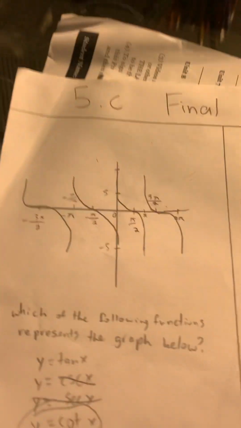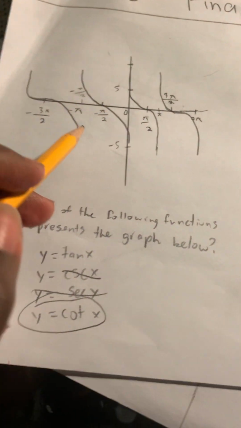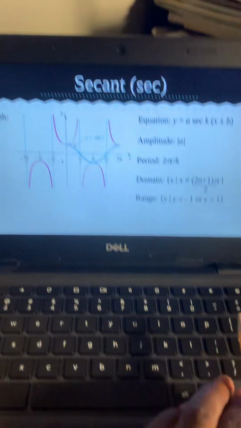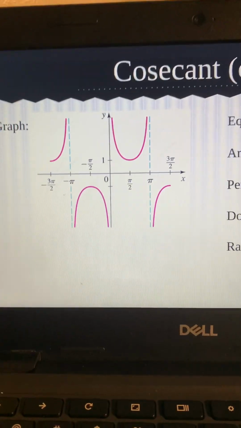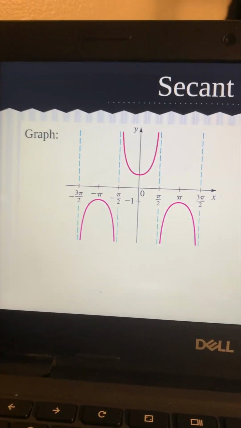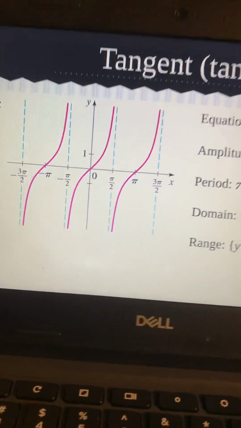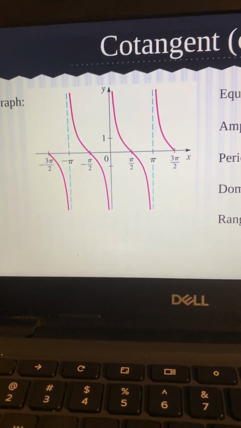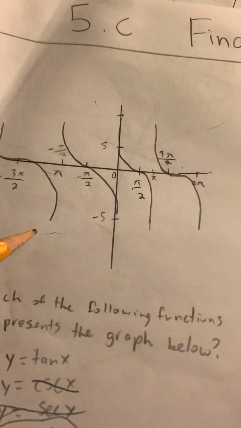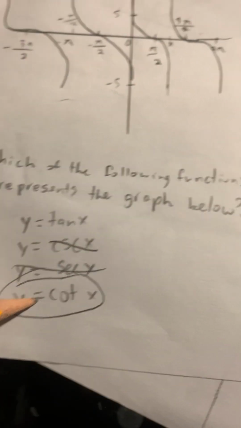So looking at the first problem, we can see that it's a long snake-like shape, which automatically removes cosecant and secant, because cosecant looks like this, and secant looks like this, and it looks nothing like that long S shape as we can see here. So that leaves us with tangent and cotangent. When we look at tangent, we can see it shifts to the right and cotangent shifts to the left. Looking at this graph, it's shifting to the left, which means that our answer here will be cotangent.